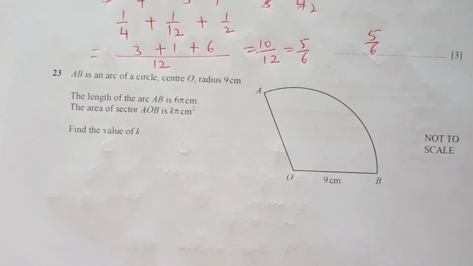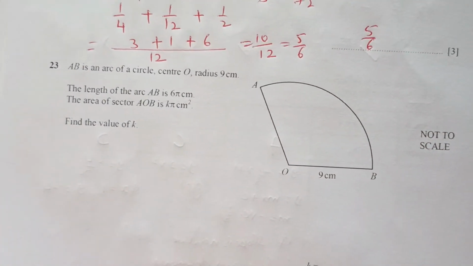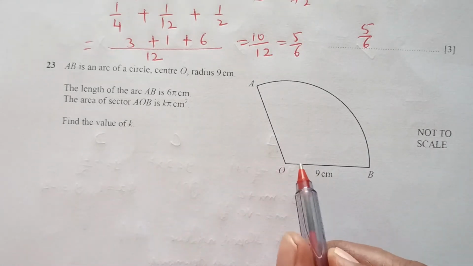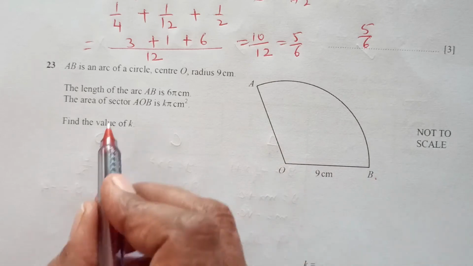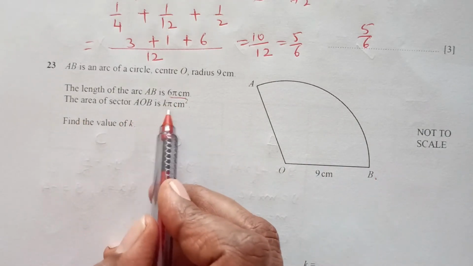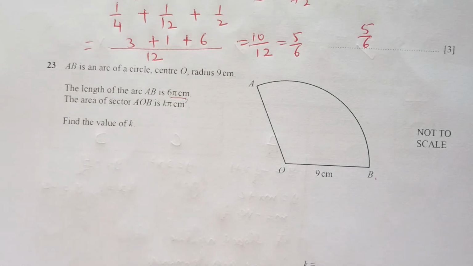Question 23. AB is an arc of circle, center O, radius 9 centimeter. The length of arc is 6 pi. The area of sector is k pi. Find the value of k.